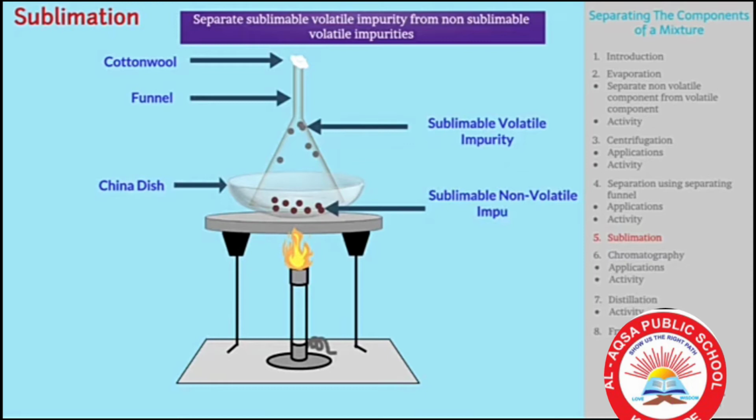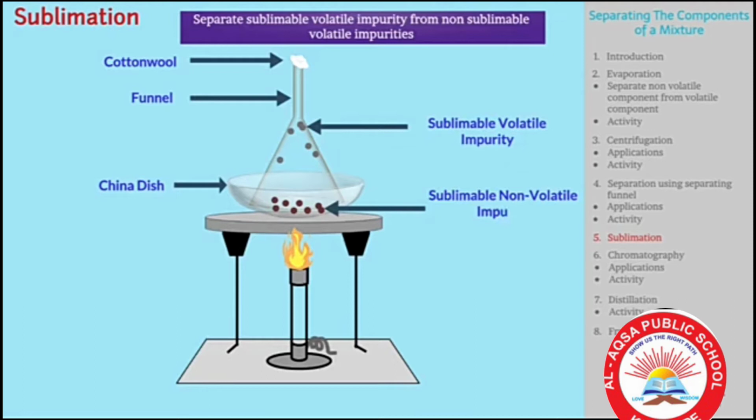Here we have to take the mixture of ammonium chloride and salt in a china dish and put an inverted funnel over the china dish. Put a cotton plug on the stem of the funnel. Then after we have to heat it slowly. That mixture contains ammonium chloride and salt.